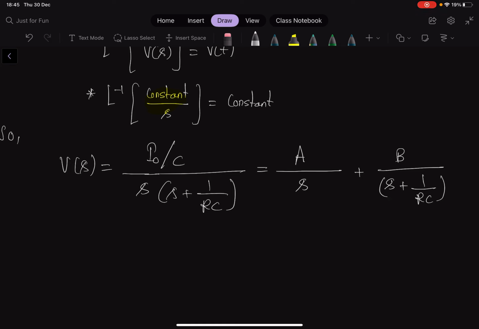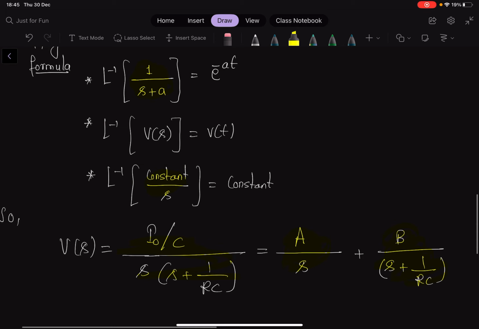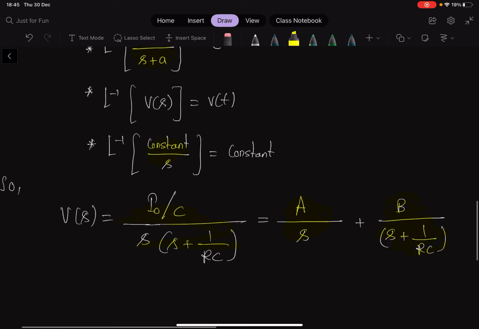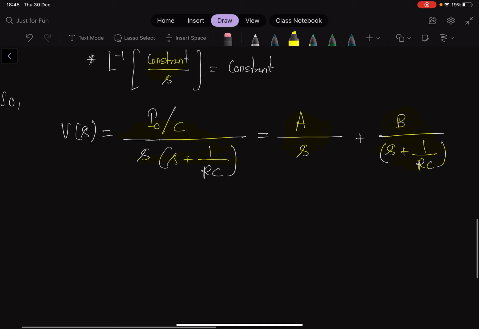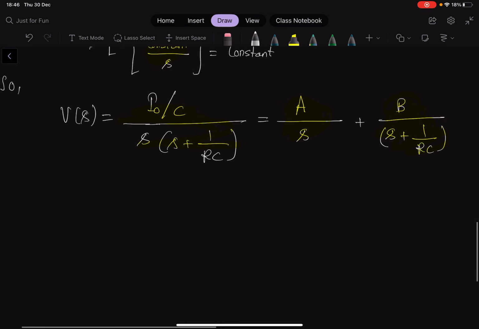So if I'm able to find the value of A and the value of B, I can separate this complicated fraction into those fractions, and then I can apply inverse Laplace in such a way that I can get my solution. So let's find the value of A and B. Finding A and B is very simple. What we need to do is compare the coefficients of the constants and the s squared and s. So how are we going to do that?